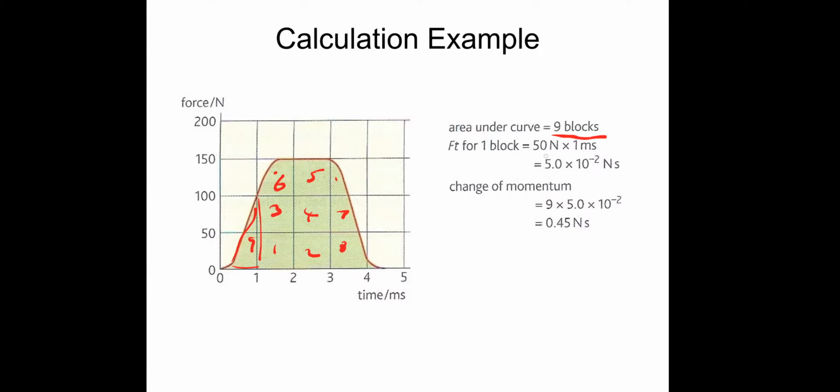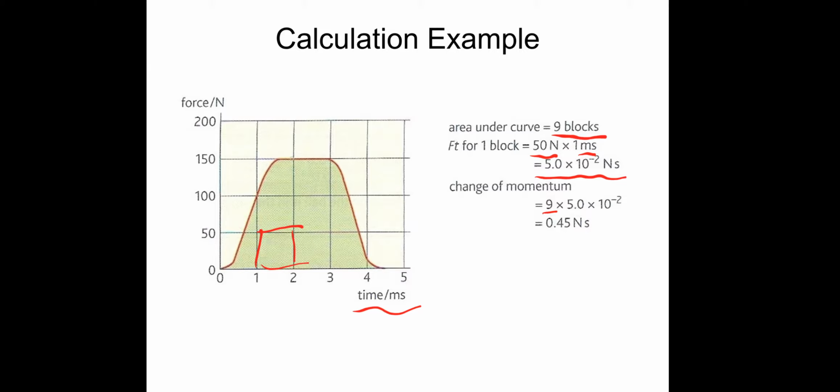So the force times time for 1 block would be, let's get rid of this, make some room. So 50 newtons up and 1 millisecond across. So each block would be 50 times the 1 millisecond. So that'd be 5 times 10 to the minus 2 newton seconds, or kilogram meters per second. And then we just multiply by the number of blocks.